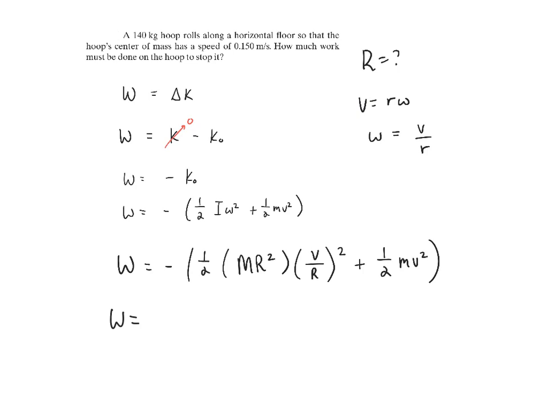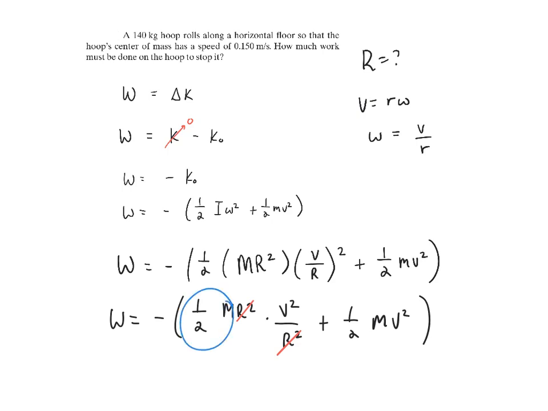Let's write this out. This is going to be equal to negative 1/2 times mr squared times v squared over r squared. Those r squareds are going to cancel. And then plus the 1/2 mv squared. So it turns out, interestingly enough, that r drops off, and we have 1/2 mv squared plus 1/2 mv squared. Again, look at the equation and what's left over. This is just 1/2 mv squared, and then 1/2 mv squared.